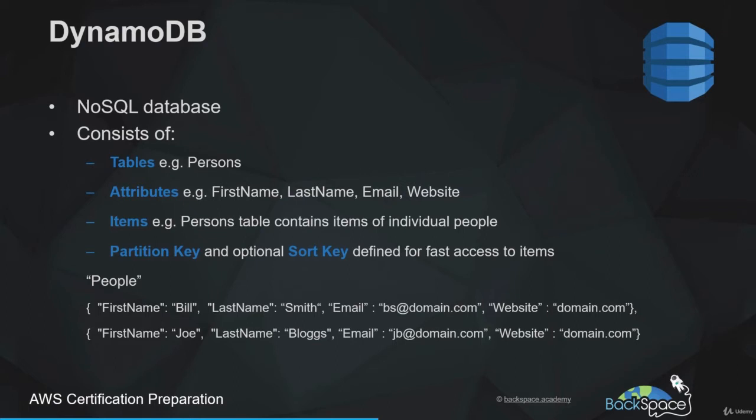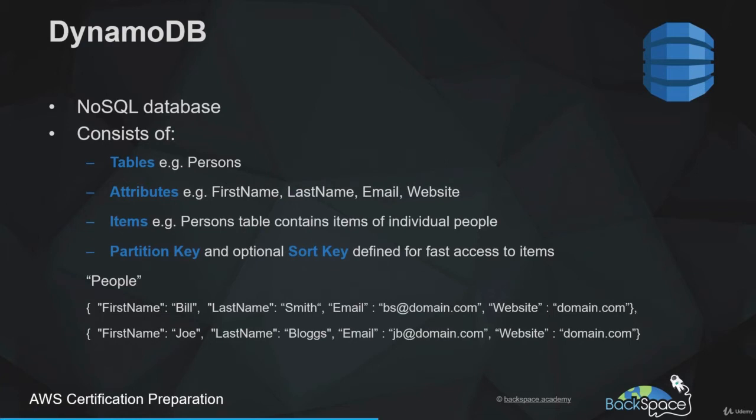DynamoDB, it's Amazon's NoSQL database as a service. It consists of tables. For example, if you had people or persons, you could have a table for those people. And those tables are made up of attributes. For example, people would have a first name, a last name, an email address, a website. And our tables contain items, and they are records of those persons. So that would contain items of those individual people.